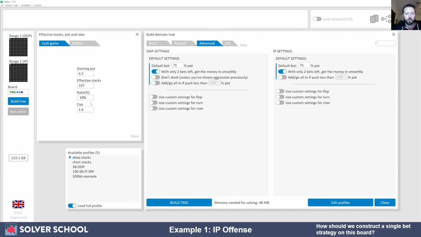Our rake is going to be 0 here because we do not have rake in this hand. And then once I put the rake at 0, the cap doesn't necessarily matter in this particular hand. And that's essentially it as it relates to entering the game details.